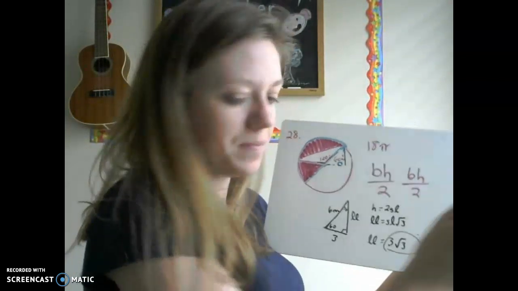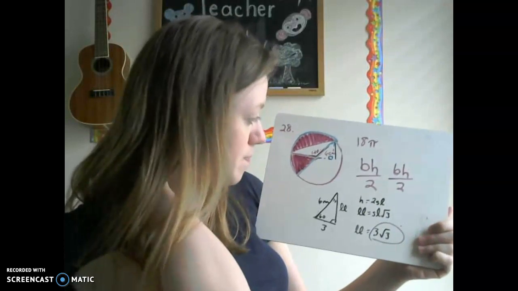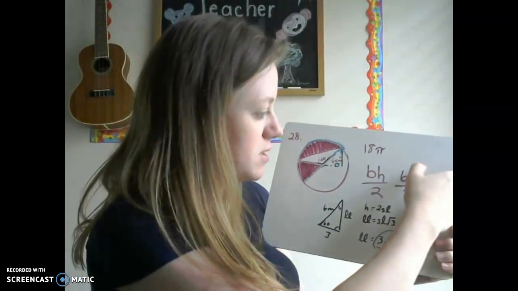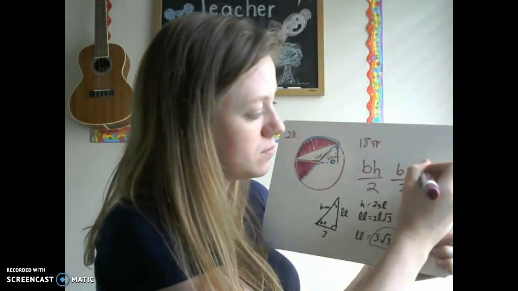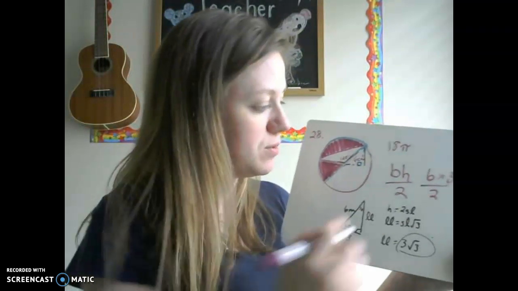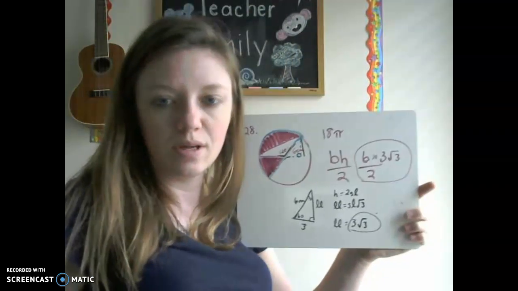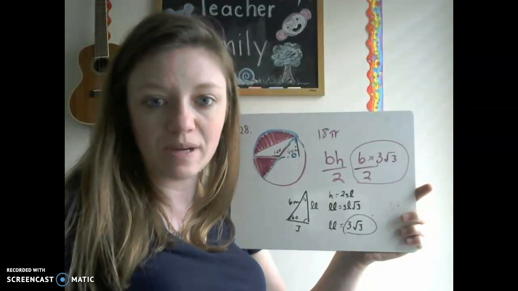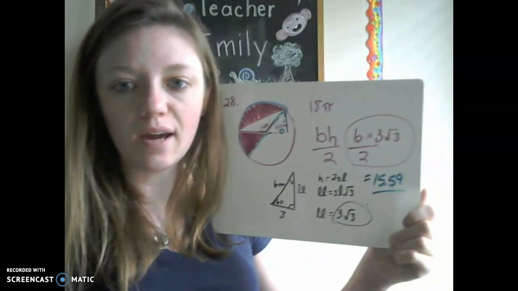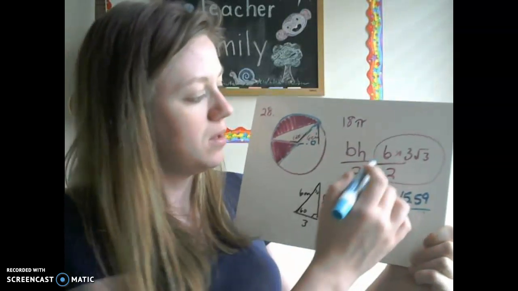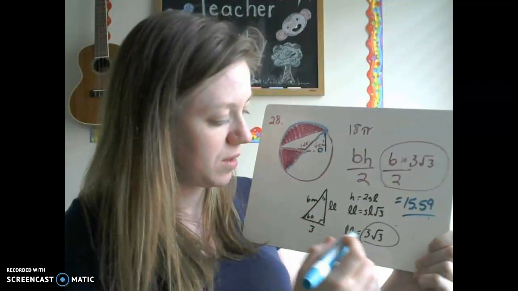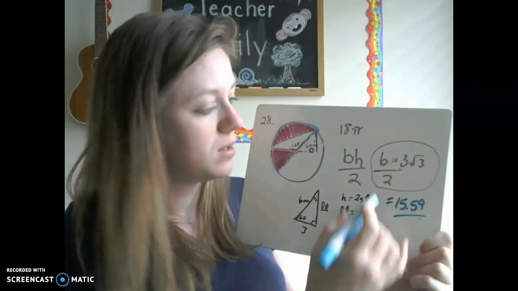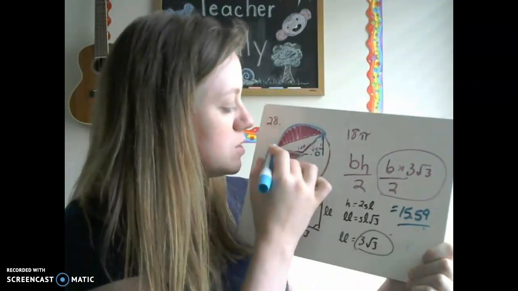Okay, so the base was 6 centimeters, the height is 3 times the square root of 3, divided by 2. So this is the calculation we need to do. I'll do it on my calculator real quick. 6 times 3 times the square root of 3 divided by 2. Alright, with my calculator, I got about 15.59. When I did base, which was 6 centimeters, times height, which we calculated was 3 times the square root of 3, divided by 2 to figure out the area of this triangle.